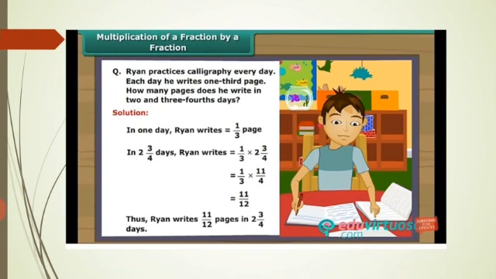Ryan practices calligraphy every day. Each day he writes 1/3 page. How many pages does he write in 2 and 3/4 days? Solution. First you need to write what is given in the question. So in one day Ryan writes 1/3 page. Given 2 and 3/4, 2 and 3/4 represent 2 and 3 by 4 days.